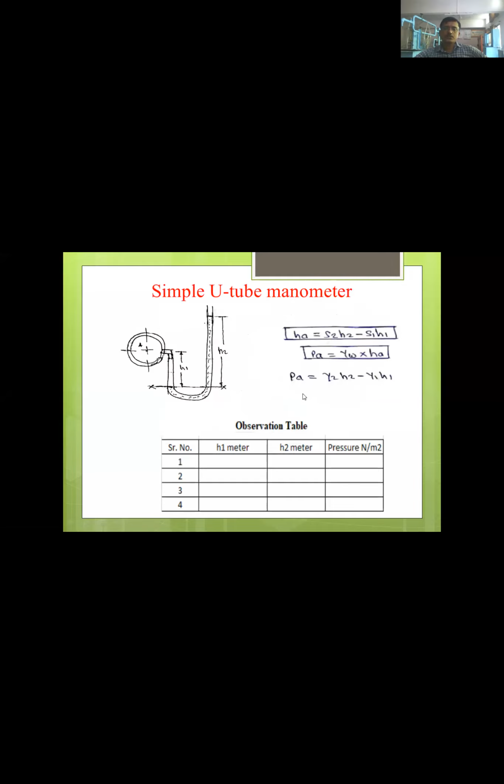Next, write down their titles. Measurement of pressure with simple tube manometer. Write down the title. Measurement of pressure with the help of simple tube manometer.